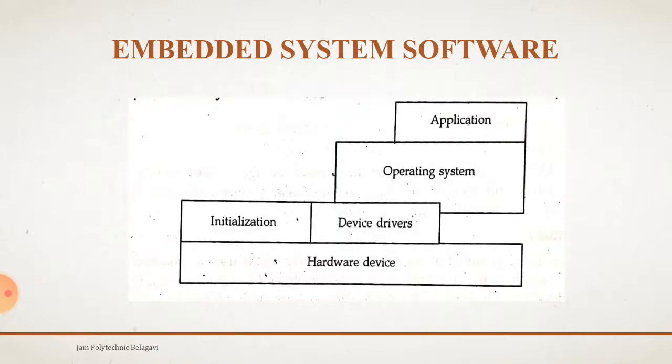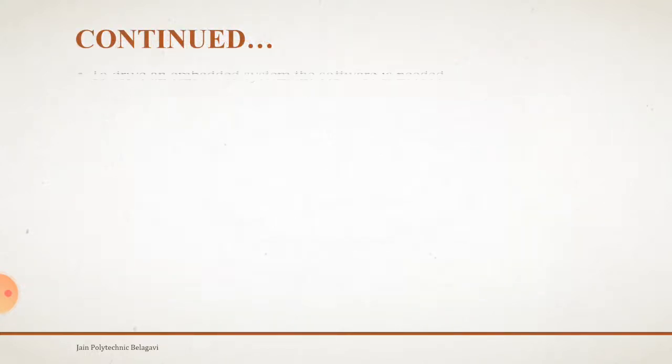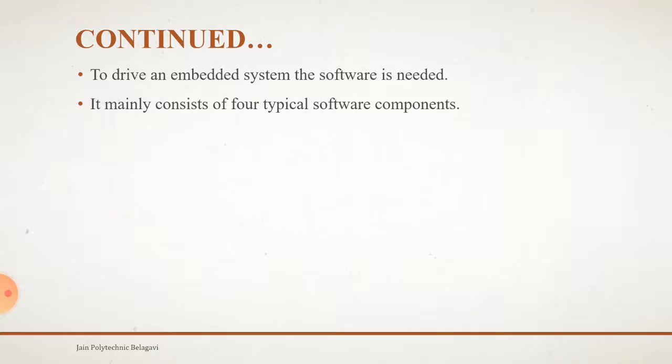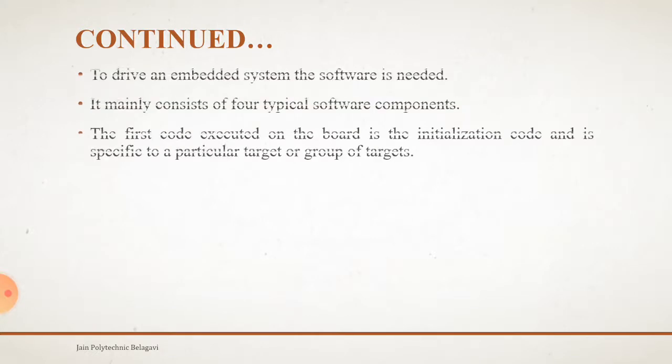The block diagram for embedded system software is shown. This figure shows a typical block diagram of software components required to control an embedded device. To drive an embedded system, the software is needed. It mainly consists of 4 typical software components.